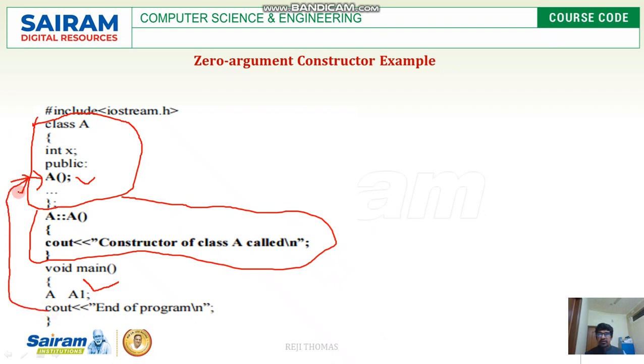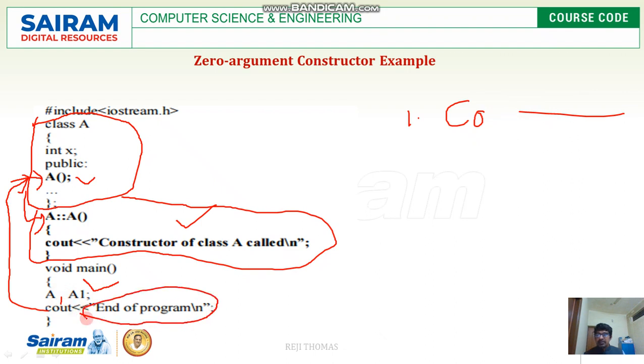This is A. So it will come to this, and what this constructor says is that you have to print a message called constructor of class A. So this message is going to be the first message, which is nothing but constructor of class A. Then it will come to the next line, where we are going to get a message, end of the program.